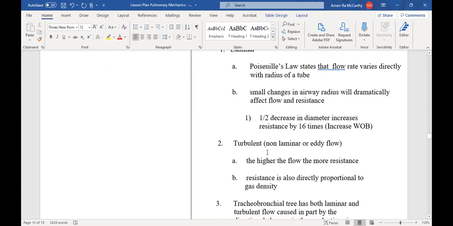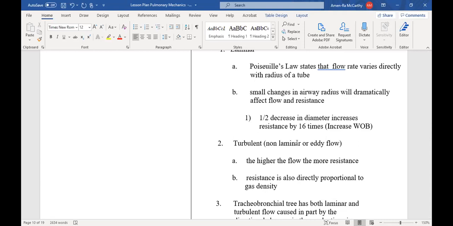Turbulent, also known as non-laminar or eddy flow. Turbulent has another name, eddy flow, okay? Now, what did I say the Reynolds number was? For it to be laminar, you'd have to have a Reynolds number of less than what? 2,000. So if you have a Reynolds number less than 2,000, that's laminar flow. If I have a Reynolds number greater than what? 4,000 is turbulent. And turbulent is also known as eddy flow.